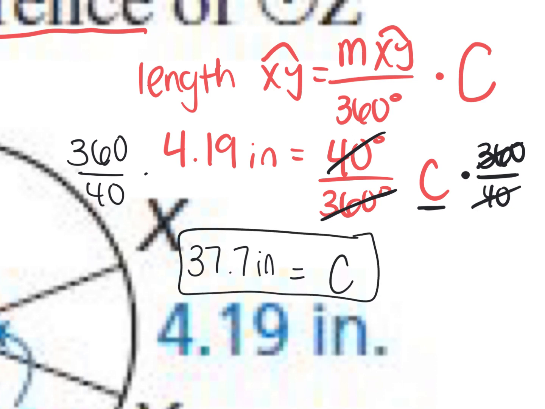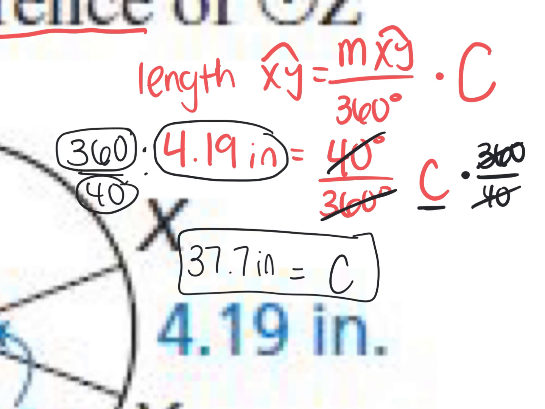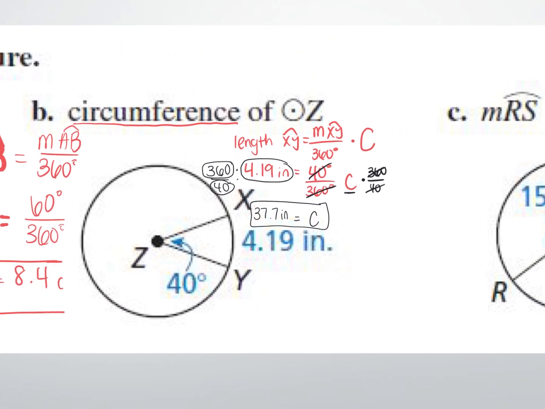German, can you confirm the 37.7? Thank you. In a calculator? Huh? 4.94. Yep. Take 4.19, multiply by 360, and then divide it by 40. Okay? What questions do we have on this example?